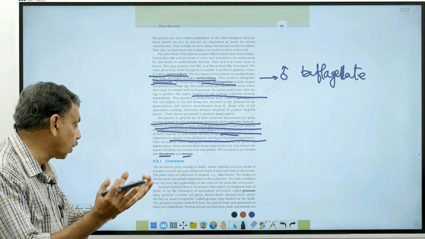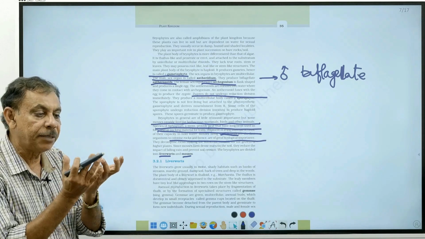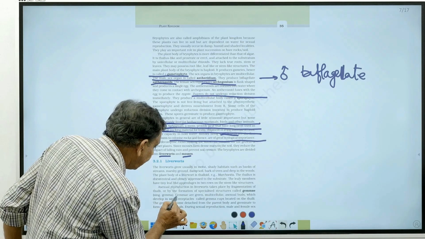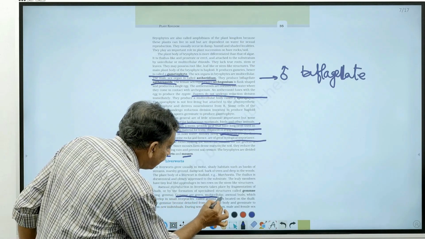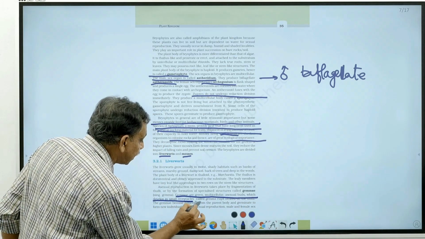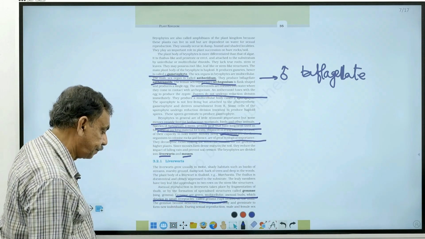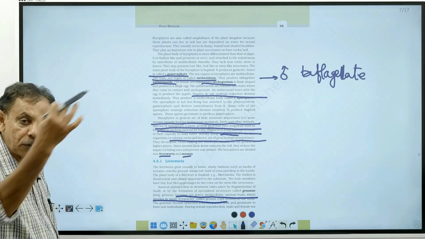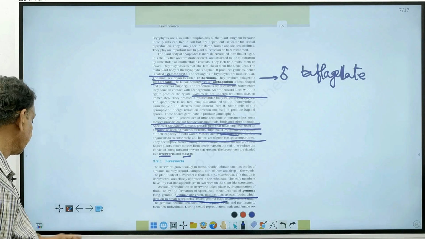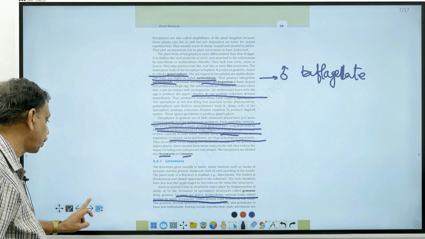Gemmae are borne on a special type of cup-shaped structure called the gemmae cup. You can see gemmae. Gemmae are green, multicellular, asexual buds developed in small receptacles called gemmae cups. When it falls on a suitable substratum, it germinates into a new thalloid structure.